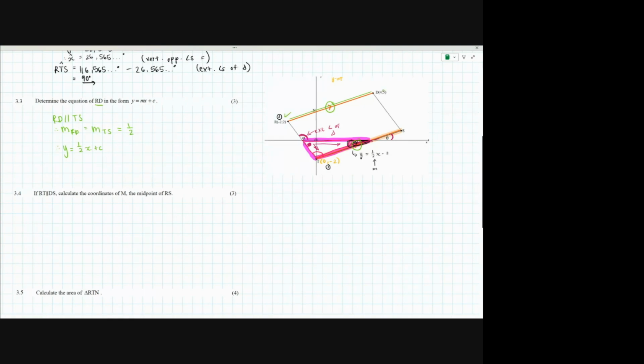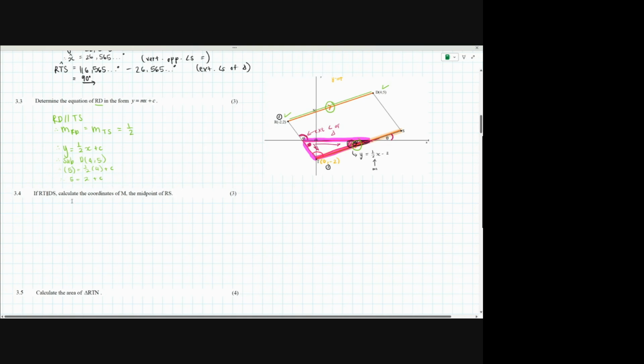We have R and we have D, and it doesn't matter which point you substitute in because they're both on the straight line. I'm going to substitute in D, but again, it makes absolutely no difference. The only reason I'm substituting in D is because they're both positive. And so 5 is equal to a half times 4 plus c. A half times 4 is 2. So 5 equals 2 plus c.